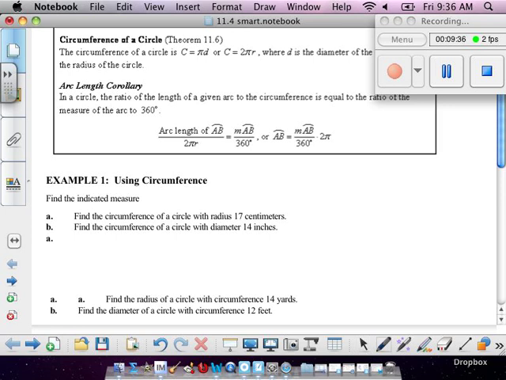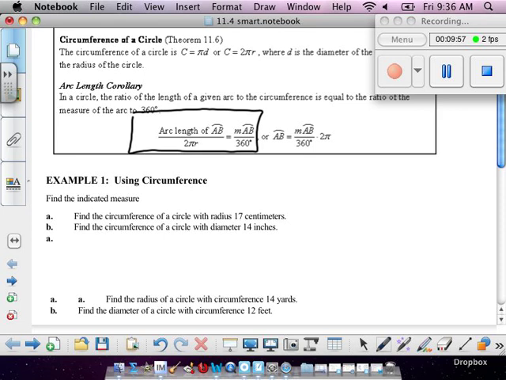We're going to use arc length of AB over 2 pi r equals the measure of the angle over 360. Okay. But we're going to do some easier problems first. We want to find the circumference of a circle with a radius of 17 centimeters. How do I do that?